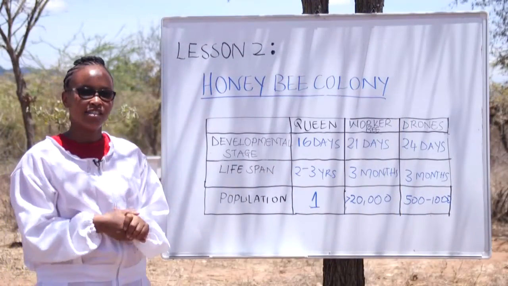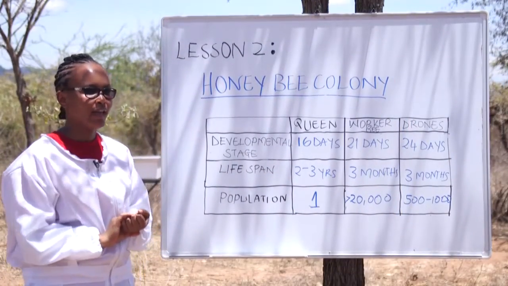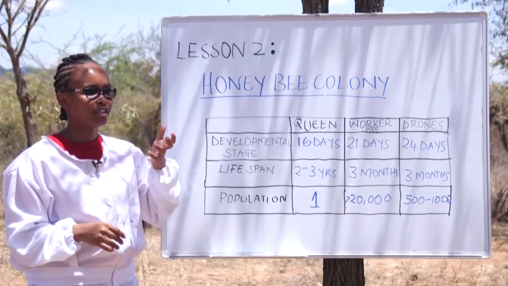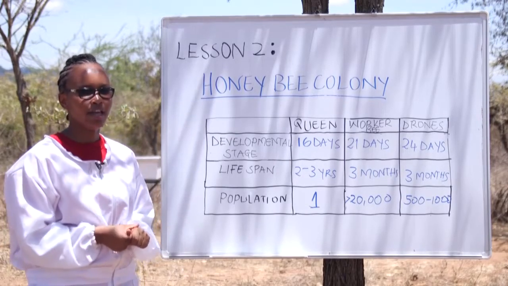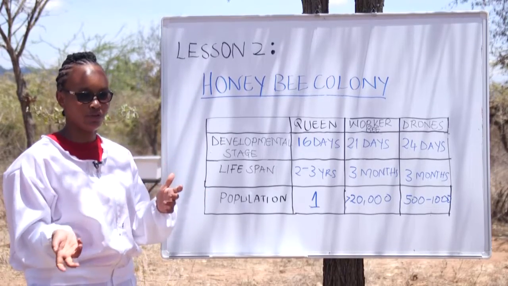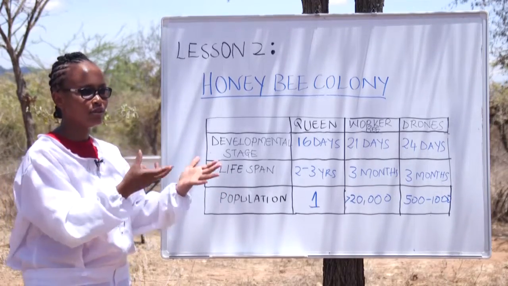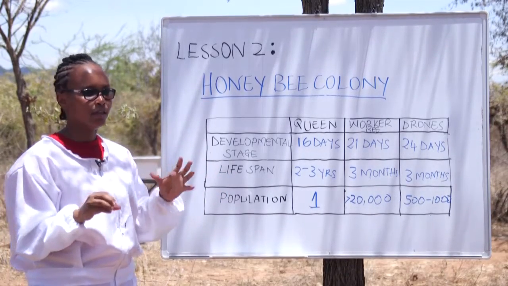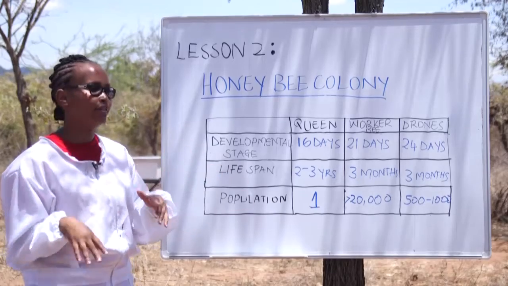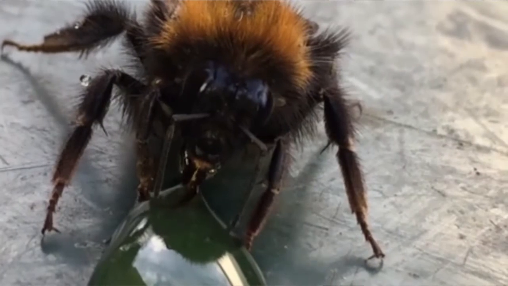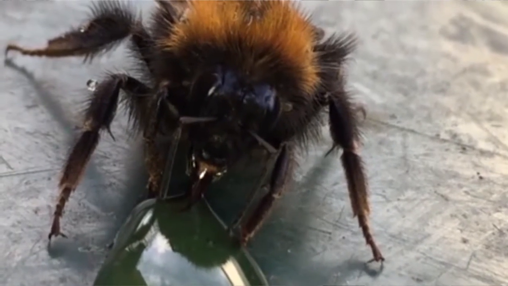So like I said, there's only one queen in a hive, and she only takes one flight during her lifespan. She flies out to go and mate, and she will mate with around 40 to 50 drones who will die after the mating process. Then the virgin queen will return to the hive, no longer a virgin, and she will be able to carry eggs and sperm in her abdomen, which now becomes elongated.